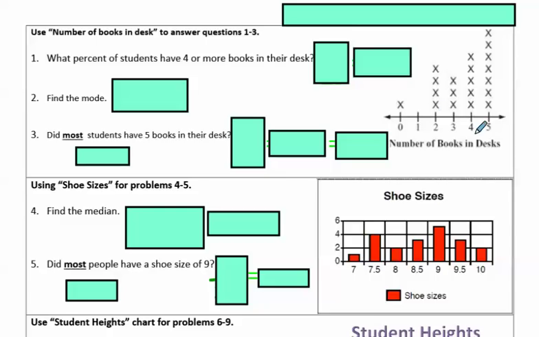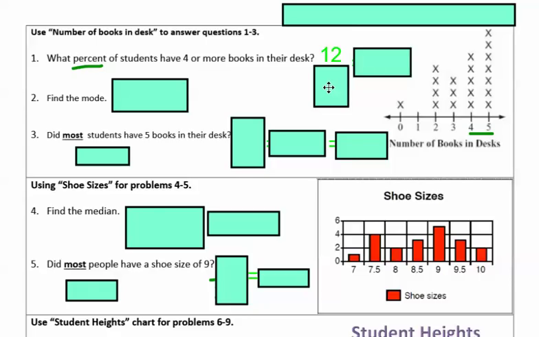So 4 or more, we're looking here. So we have to count up how many of those students are. All right, go ahead and count them up. You get that that is 12 students that have 4 or more books. Now, we have to be careful though, because they want what percent. Not how many, but what percent.